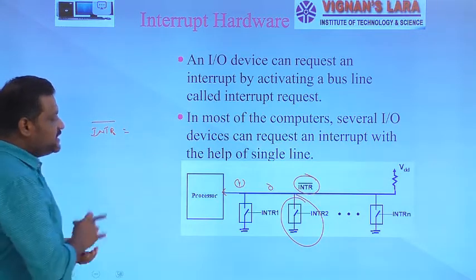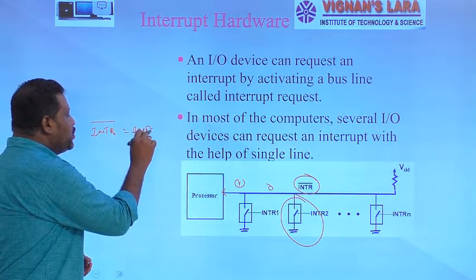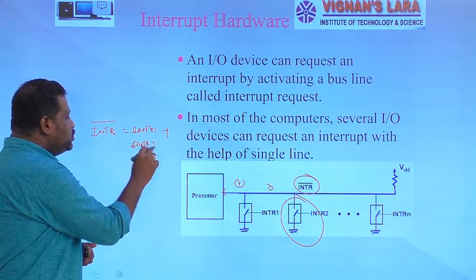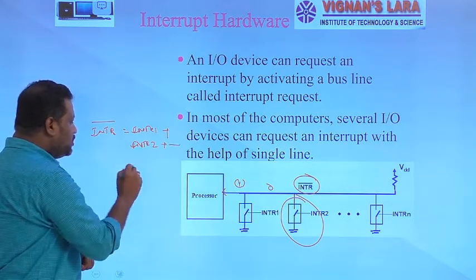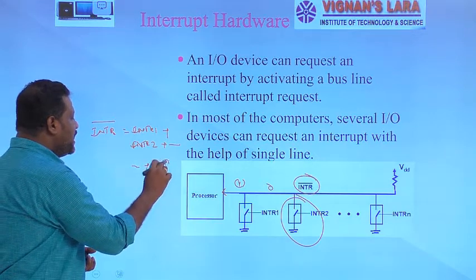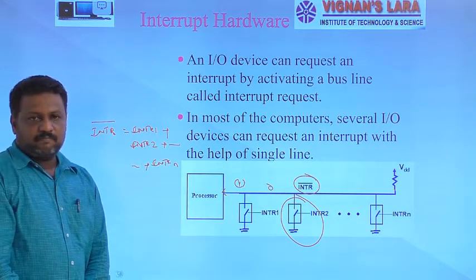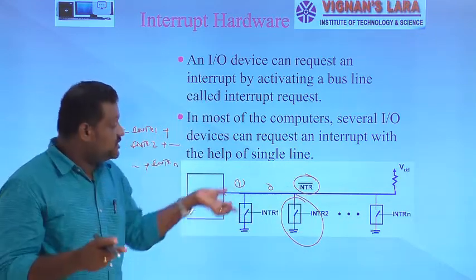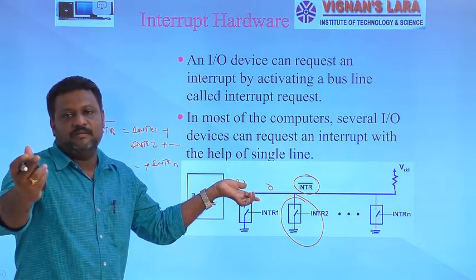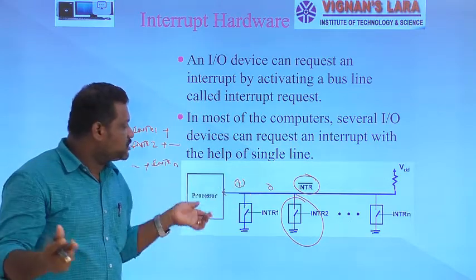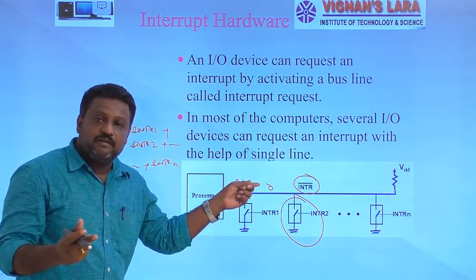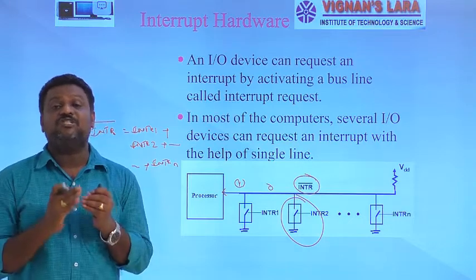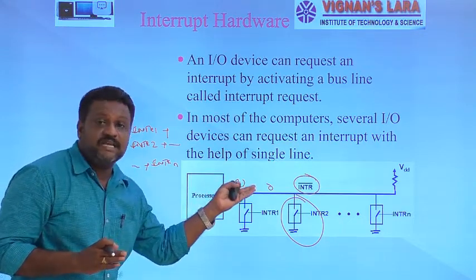So here INTR is equal to INTR1 logical OR with INTR2 logical OR with, and so on, plus INTRn. That means if any number of IO devices send their request signal to the processor, they will use only one signal. So no doubt, once your processor identifies logic level 0 on it, then automatically it identifies that it has received an interrupt. You remember friends, our processor regularly verifies the logic level on this INTR.